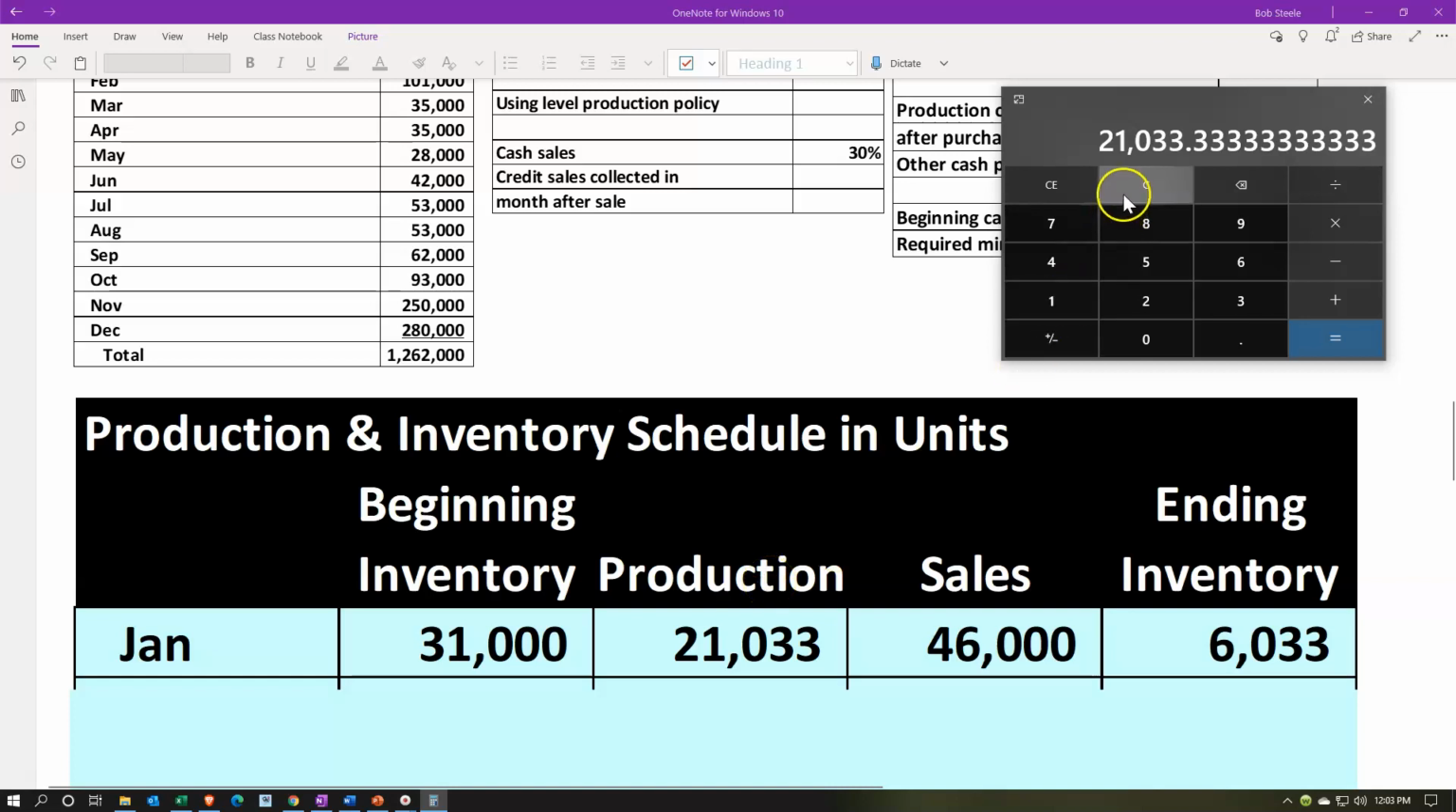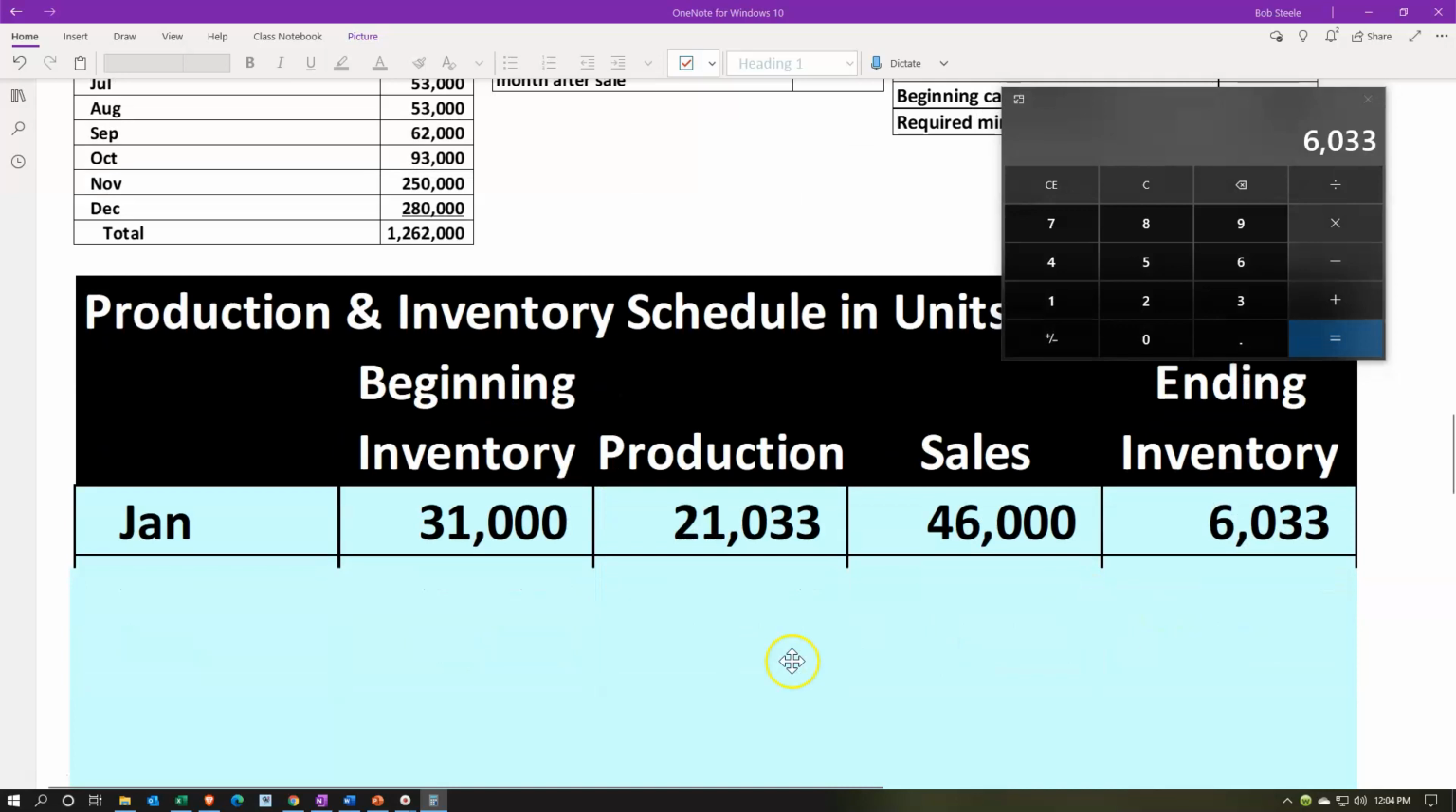So if we take the difference between the amount that we're going to be producing plus the beginning inventory minus the sales, in other words, I started with 31,000 units plus the production 21,033 minus what we're going to sell, 46,000, we're left with an ending inventory of the 6,033 after January.